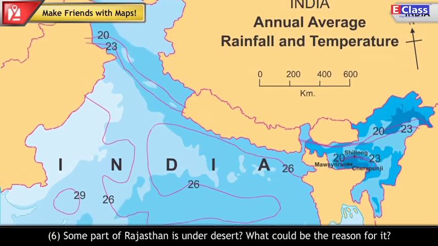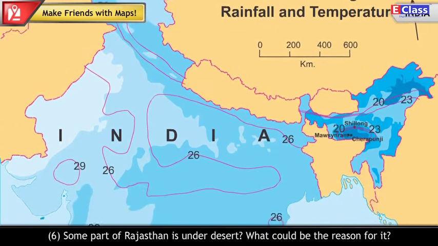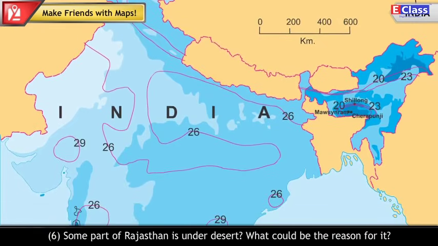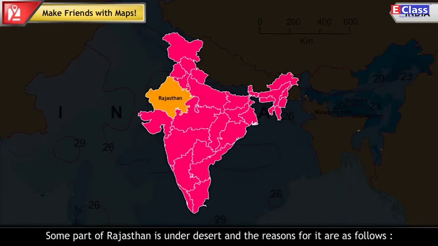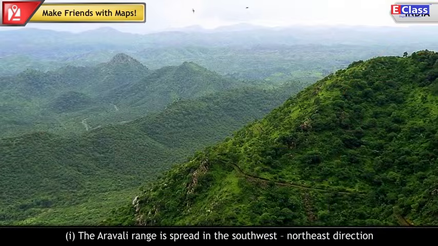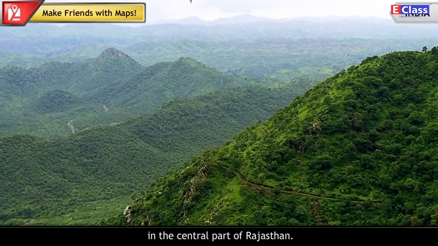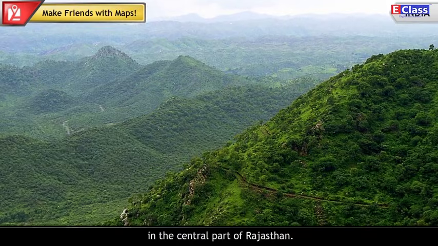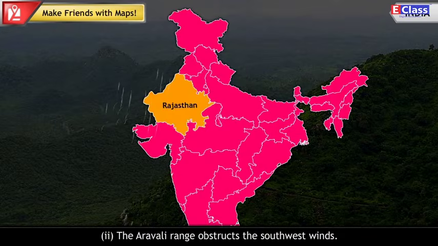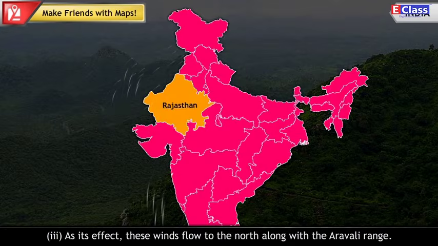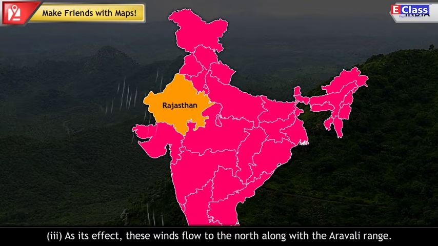Some part of Rajasthan is under desert. What would be the reason for it? Answer: some part of Rajasthan is under desert, and the reasons for it are as follows. The Aravalli range is spread in the southwest-northeast direction in the central part of Rajasthan. The Aravalli range obstructs the southwest winds. As its effect, these winds flow to the north along with the Aravalli range.